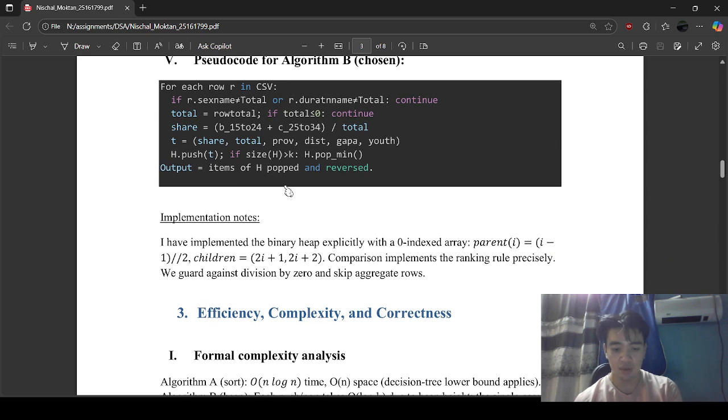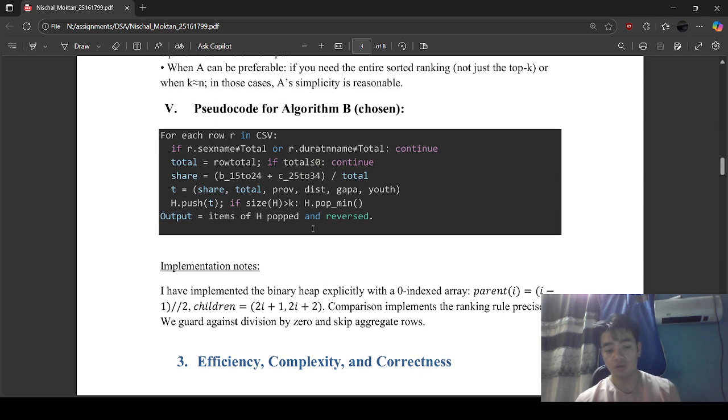As I have said, we compute the youth share for each row after filtering, pushing the candidate into the heap. Then, if size is greater than k, pop the minimum. At the end, pop everything and reverse for presentation.